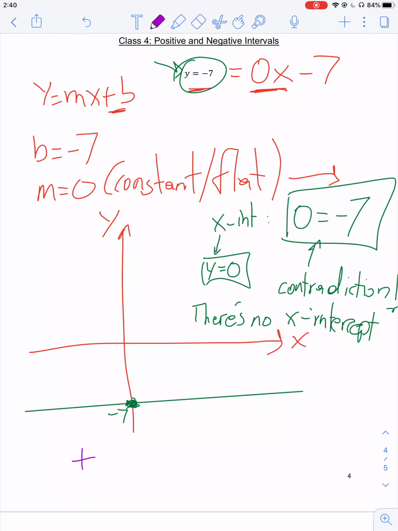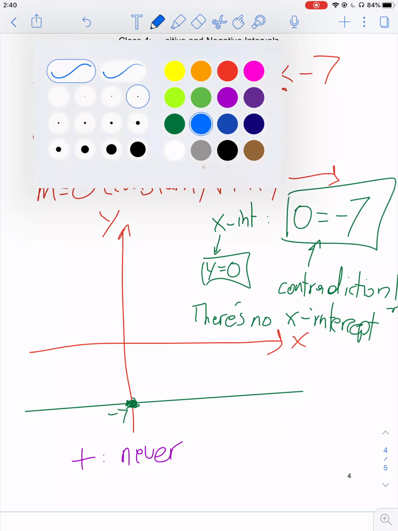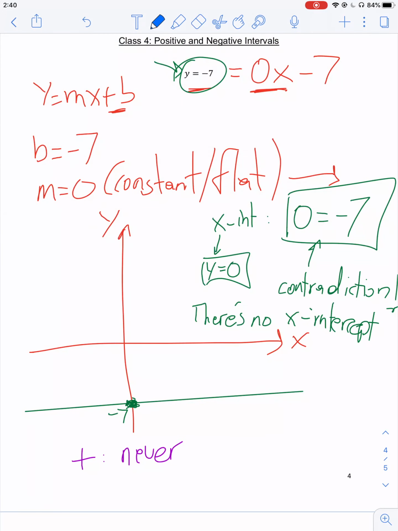When is my function positive? When is my function above the x-axis? When is it over here? It can never go over there because it's a constant function. My y values will always be minus 7, so they will always be negative. So when is it positive? You can just say never. When is it negative? When are the y values below the x-axis? All the time, so it's always negative.